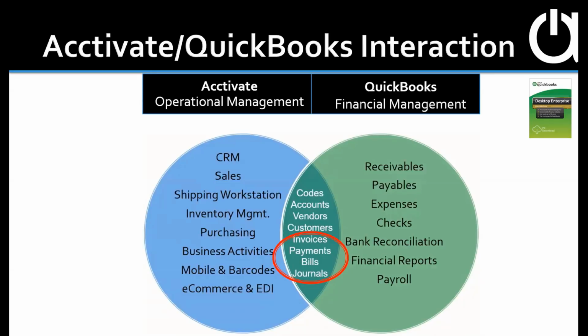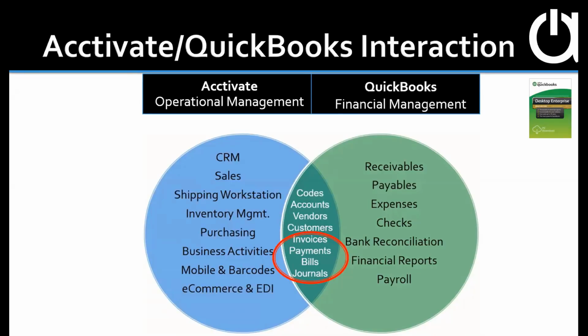So if you're looking for a cash flow projection, you want to look at that in Acctivate, because Acctivate has your open purchase orders. QuickBooks doesn't know they exist until they become a bill. It has your open sales orders. QuickBooks doesn't know that those exist until they become an invoice. So it's a very, very important distinction about what happens where.